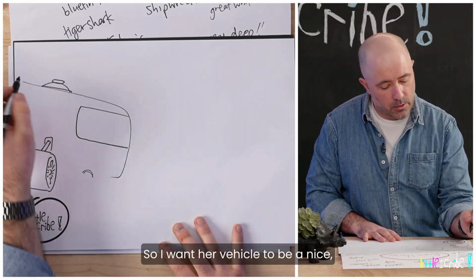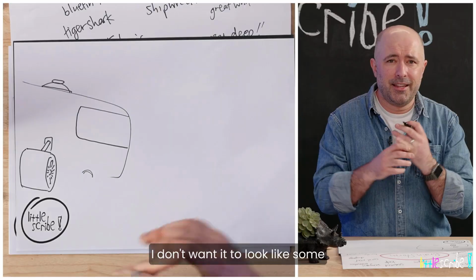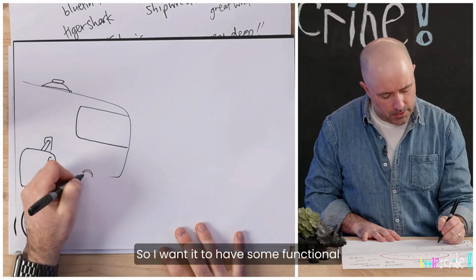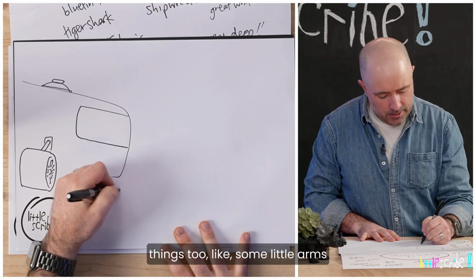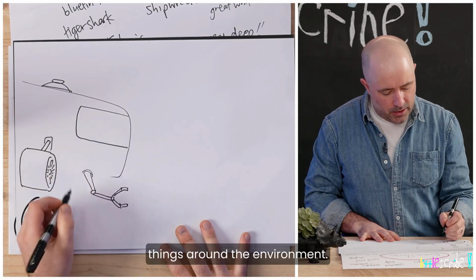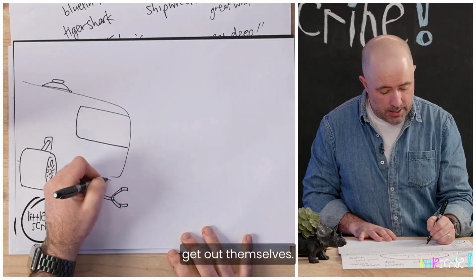So I want her vehicle to be a nice, rounded, friendly-looking shape. I don't want it to look like some supervillain's submarine, you know, which would be all pointy and vicious looking. So I want it to have some functional things too, like some little arms to get samples and to manipulate things around the environment, because maybe it's very, very high pressure down here. Maybe they can't actually get out themselves.